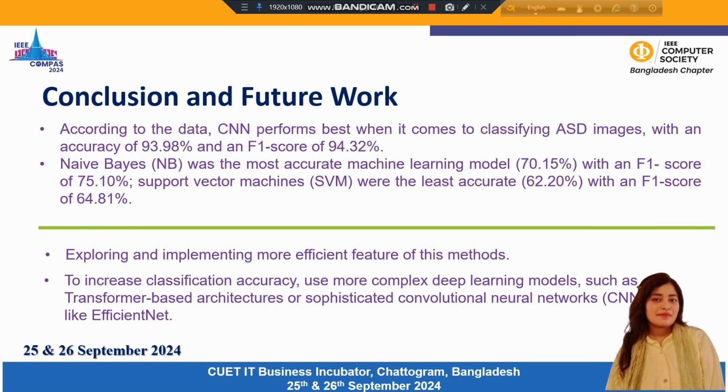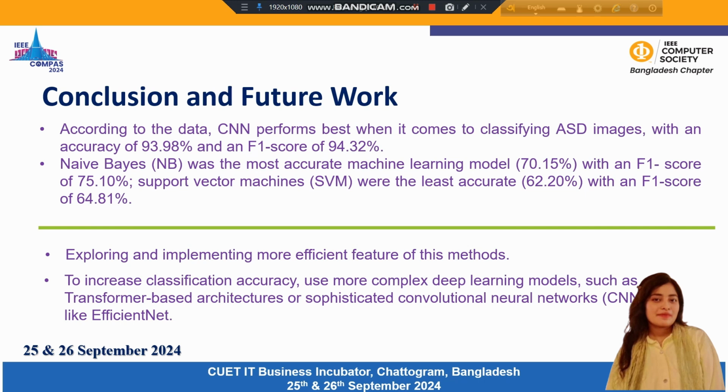As the conclusion and future work, we can see that according to the data, CNN performed best when it comes to classifying ASD images with an accuracy of 93.98% and an F1 score of 94.32%. And naive Bayes was the most accurate machine learning model with an F1 score of 75.10%, and support vector machines, SVM, were the least accurate at 62.20% with an F1 score of 64.81%.